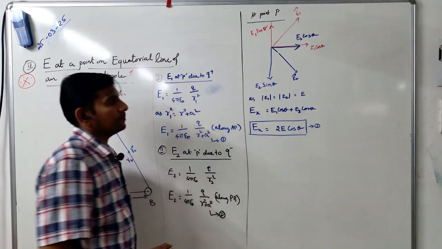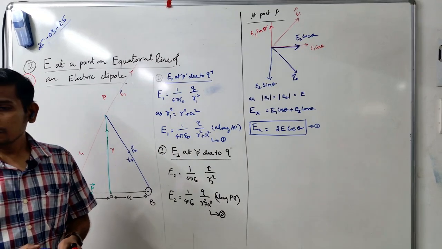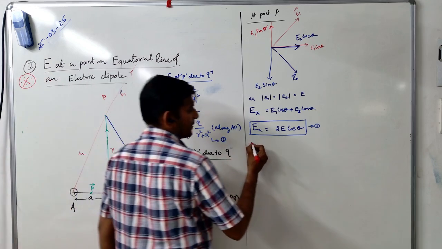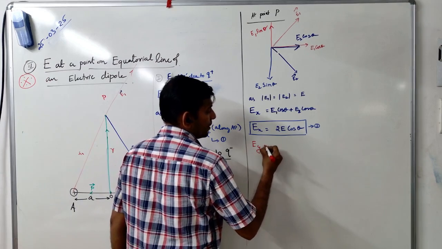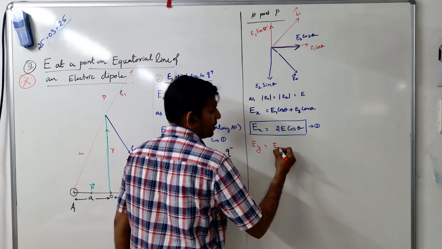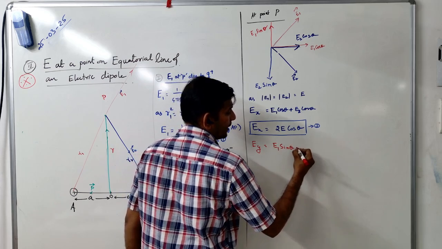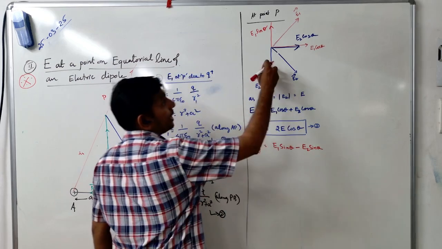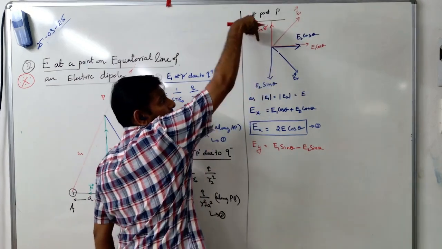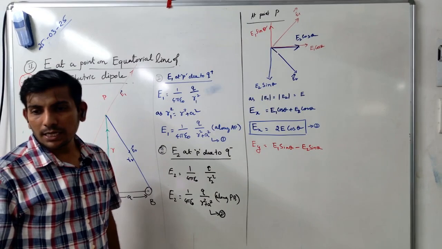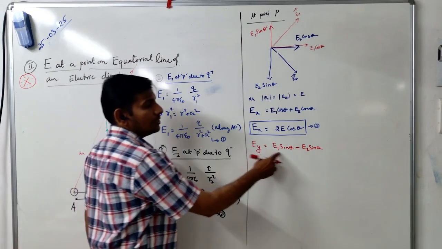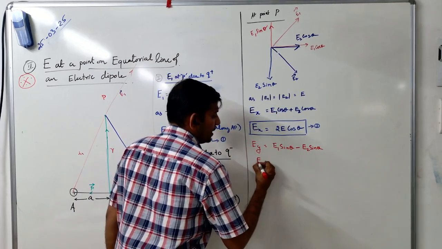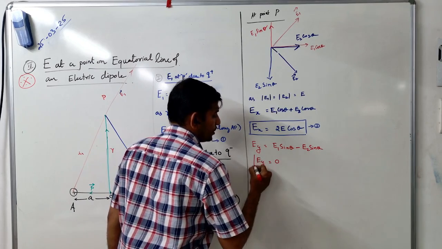Equation number 3. So now let's calculate E along the y-axis. E along the y-axis is equal to E1 sin theta minus E2 sin theta. Yes, minus. As you can see, E1 sin theta is upward, E2 sin theta is downward. They are in the opposite direction. As you know, E1 is equal to E2. This subtraction should become what? 0. So I can write E along the y-axis should be equal to 0.